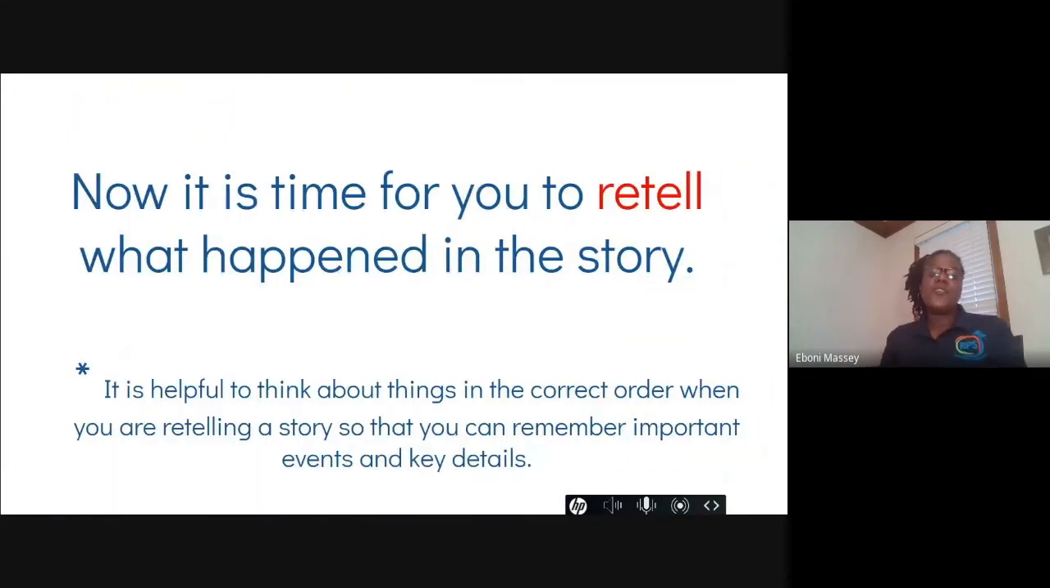Now, it's time for you to retell what happened in the story. Remember, it's helpful to think about things in the correct order when you're retelling a story so that you can remember the most important events and key details. So I want you to think back to the story, and we're going to spend a few minutes retelling. It's time for us to think about our triangle, square, circle chart. And so I'll ask you some questions along the way, and also we'll play a little game for you to be able to retell the sequence of events.